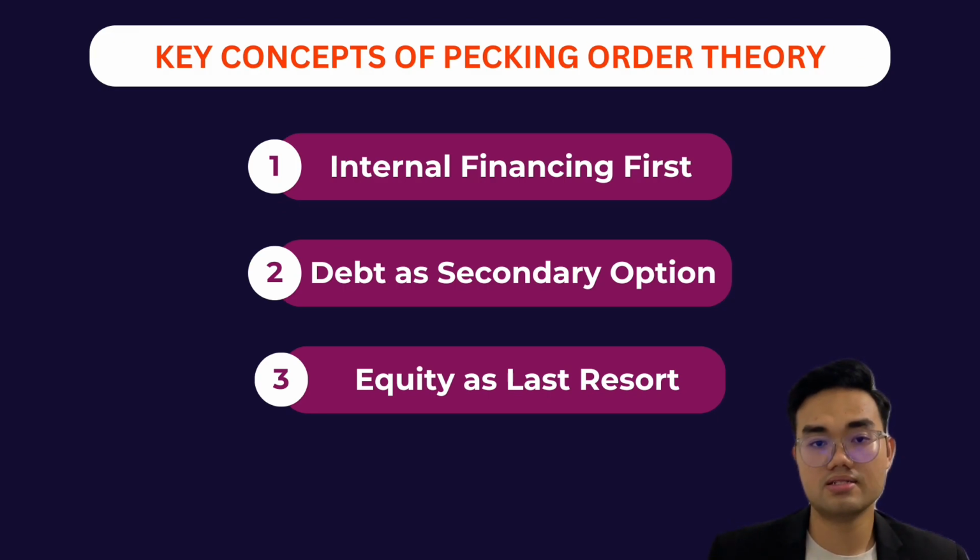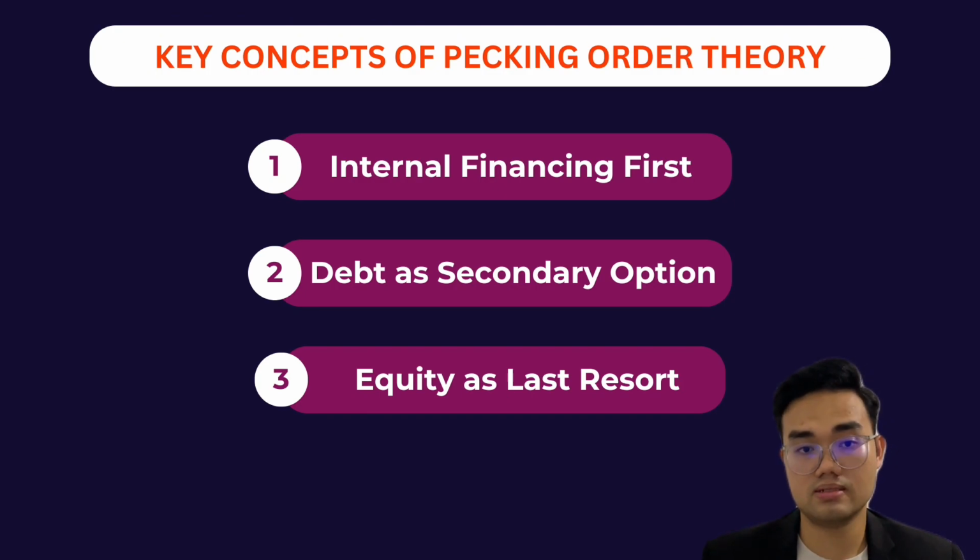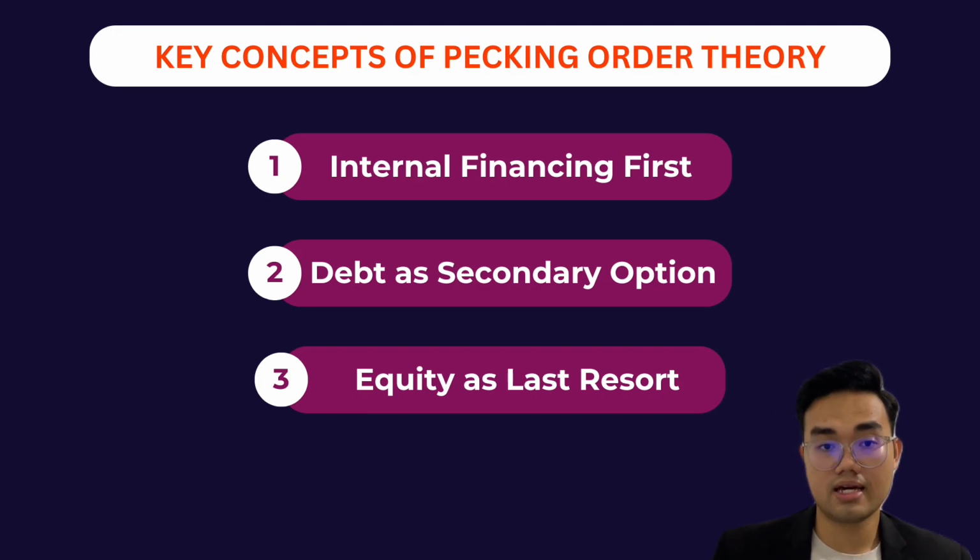The second one is debt as a secondary option. When internal funds are insufficient, firms will issue debt. Debt financing is preferred over equity because it typically has lower issuance costs and less impact on ownership structure. Debt signals confidence to investors, as managers would only issue debt if they believe the firm can handle the associated interest payments.